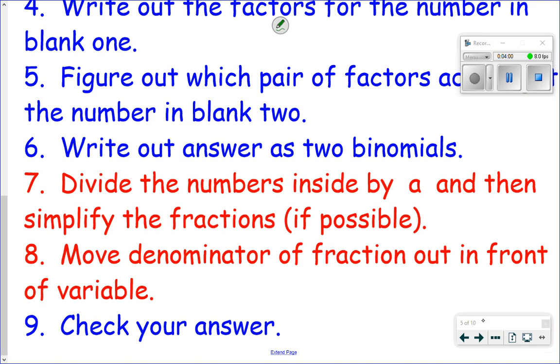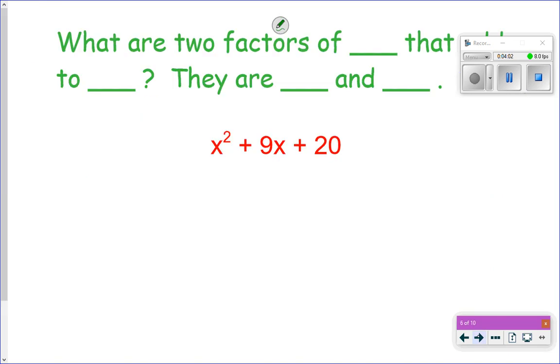All right, now we're going to jump into some examples. So the first example is x squared plus 9x plus 20.